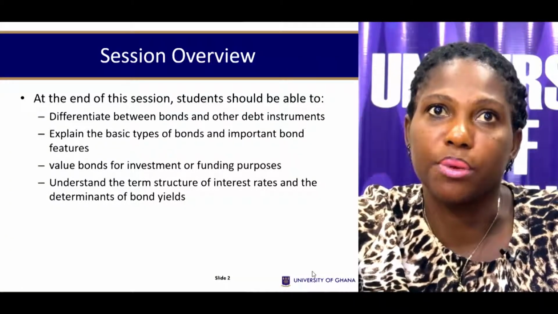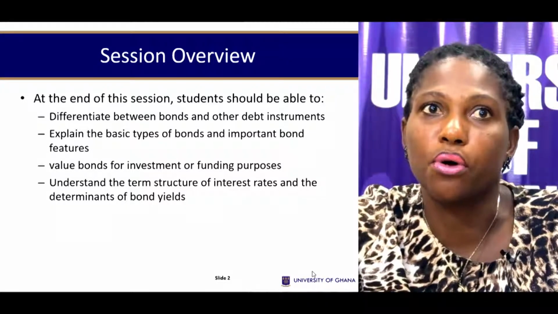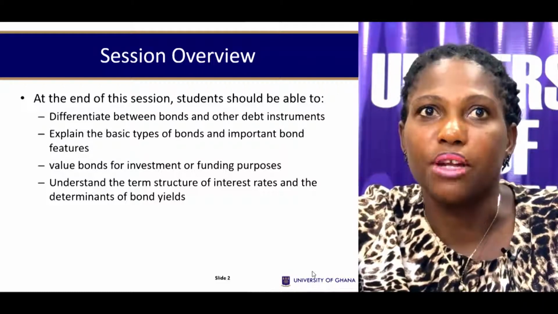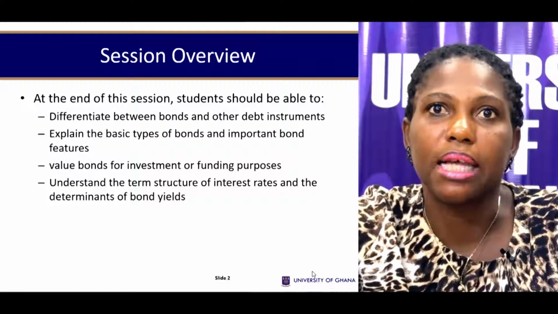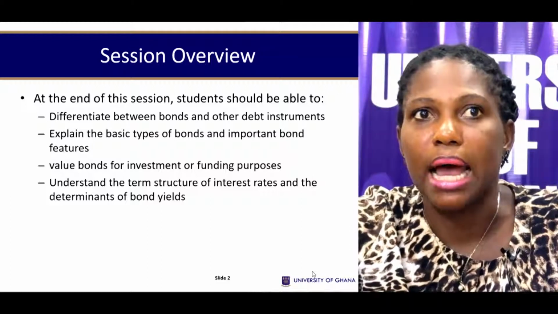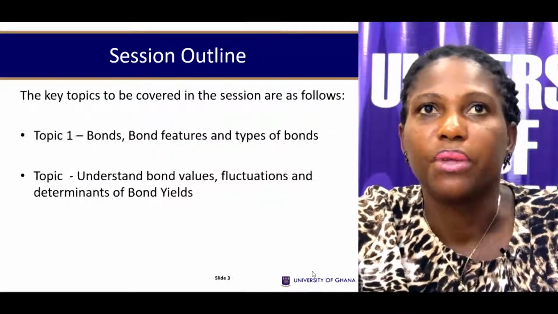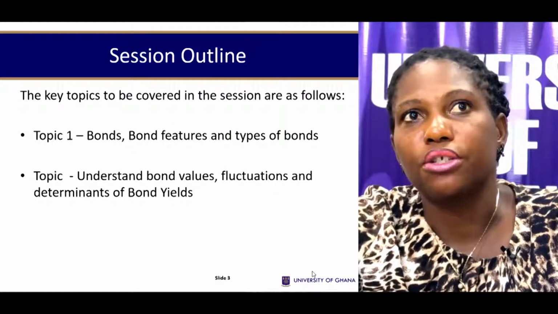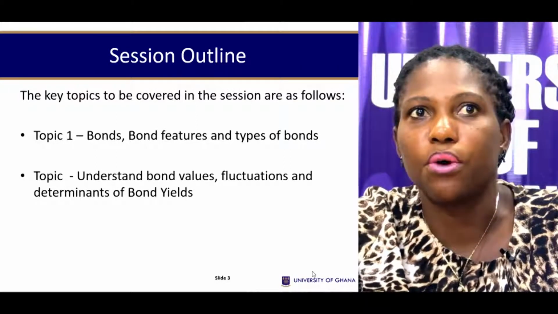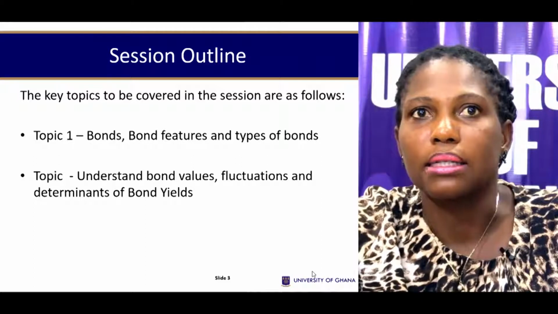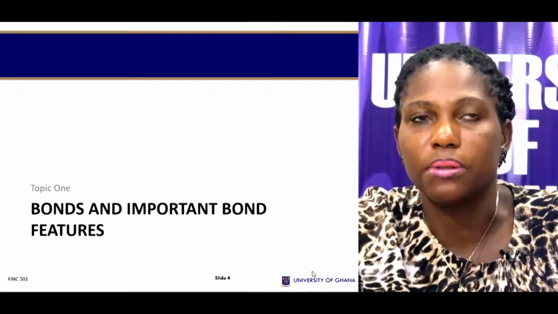Now, at the end of this session, students should be able to differentiate between bonds and what we'll call other debt instruments, explain the basic types of bonds available and the important bond features, know how to value bonds for investment or funding purposes, and understand the term structure of interest rates and how that is related to bond yields. For the key issues to be outlined, we'll look at bonds, the features and the types of bonds, and then we'll also go on to look at understanding bond values, fluctuations, and determinants of bond yields.